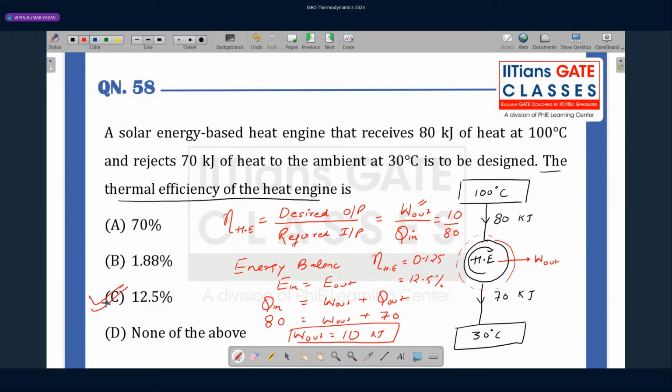Of course, when you are solving in the exam, you do not have to do all these steps. I am doing all these steps because I just want you to know the concepts. Basically, you can directly calculate work output as 80 minus 70, which is 10, during the exam, but it's very important to know the concepts. So the answer is C. Let's move on to the next question.